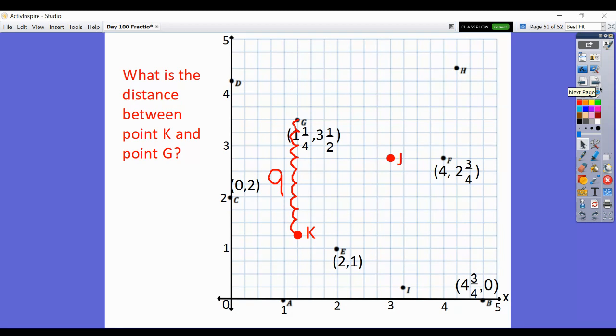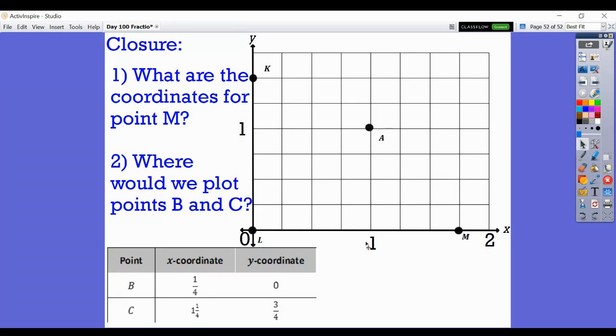You know, if you need to go back and listen to this again, if I'm going too fast, remember you have that option. Closure. What are the coordinates for point M? Where would we plot points B and C? I'm going to ask you to pause now, do the work, and then come back and we'll talk through the answers.